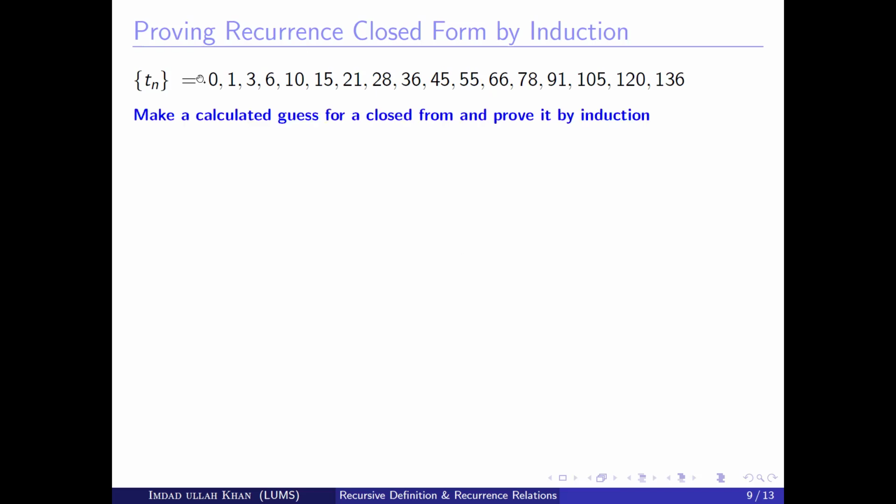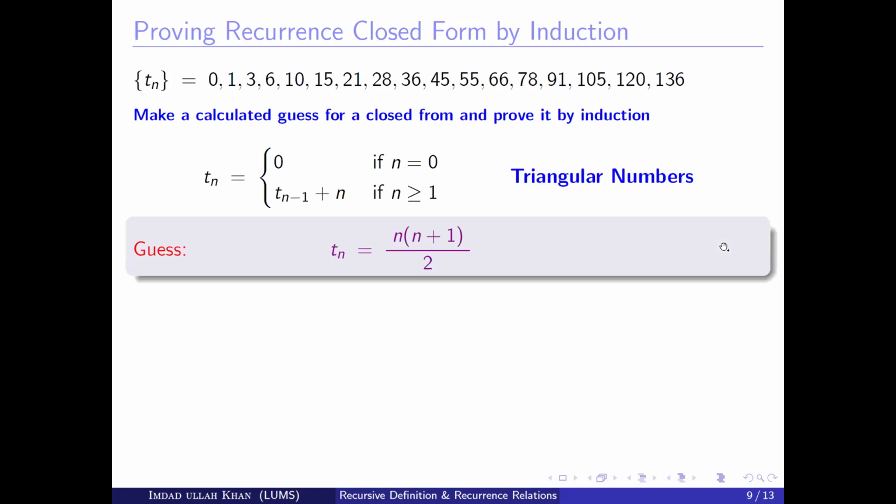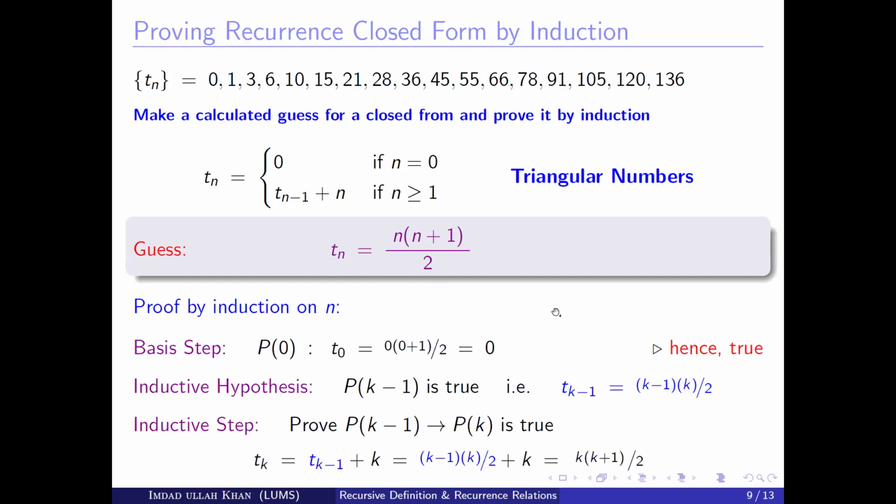So this is a sequence of triangular numbers. Make a calculated guess for a closed form, and prove it by induction. This calculated guess is relatively easy because we spent a reasonable amount of time on triangular numbers in our previous discussions. So you should be able to land on the guess that Kn is n times (n plus 1) over 2. And then we can use the same steps we saw while being introduced to induction, to prove that this is true.